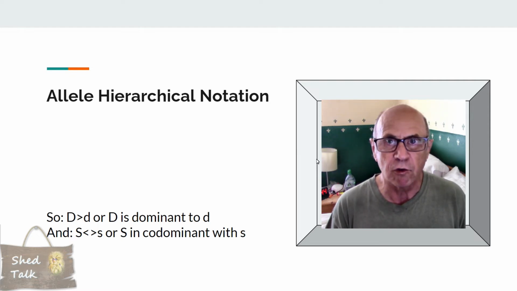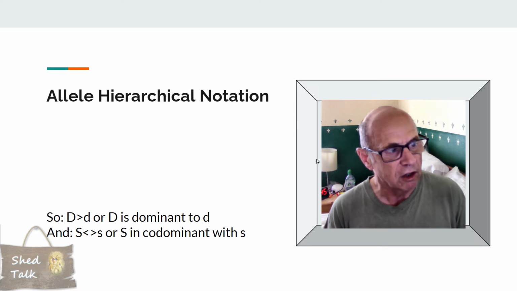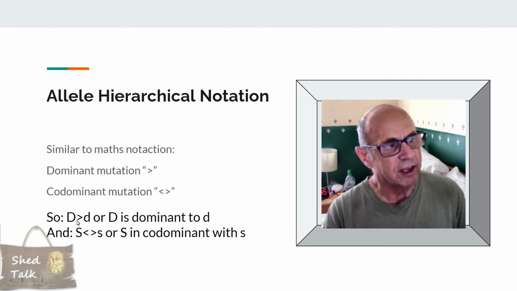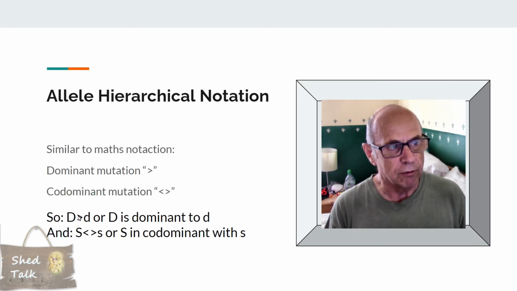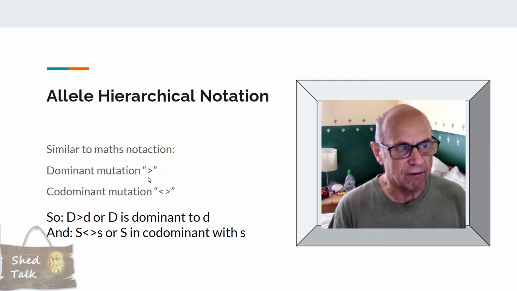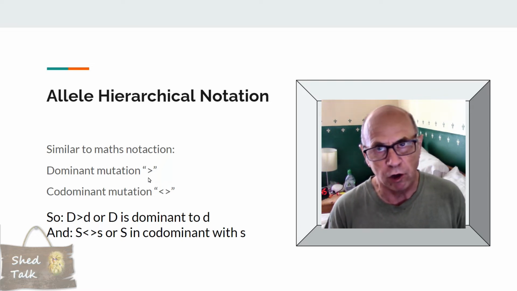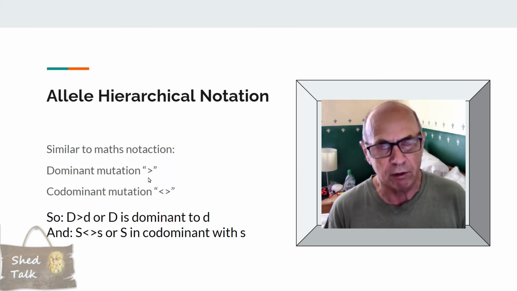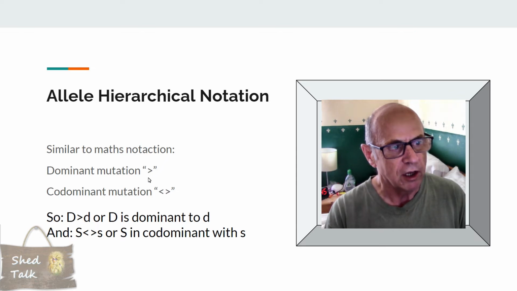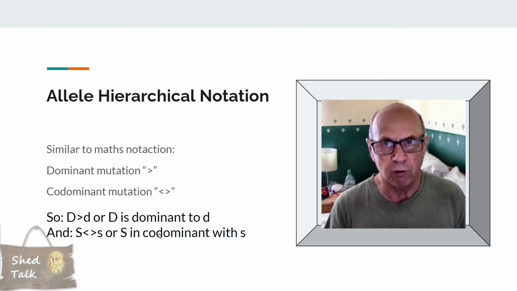So let's take, for example, the dark factor. If we have a look at the bottom here, you can see that the dominant mutation has the V pointing to the right, so the one on the left of that V is dominant to the one on the right. A bit like the mathematical symbol for greater than, this one is dominant to. And the codominant is the equivalent of the mathematical symbol for is equal to.